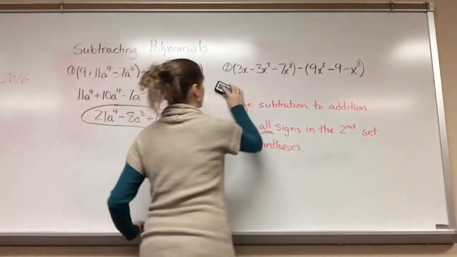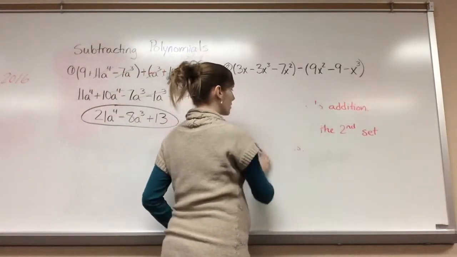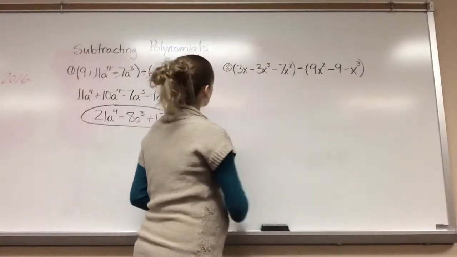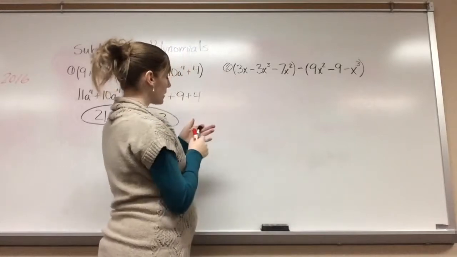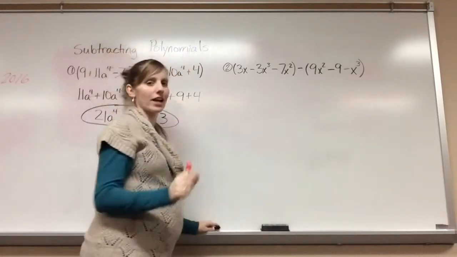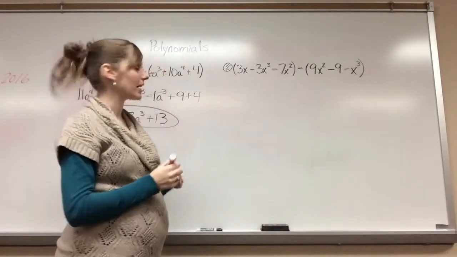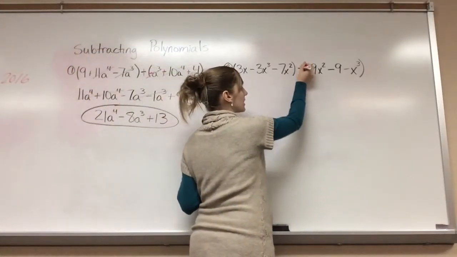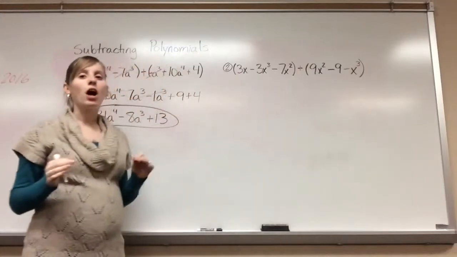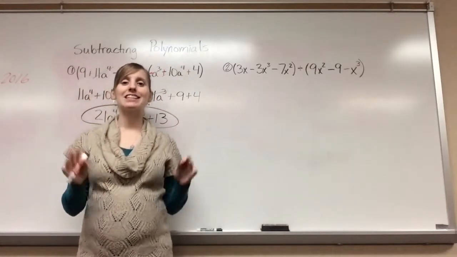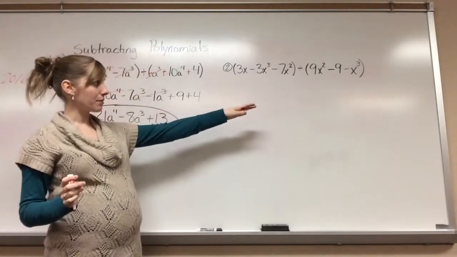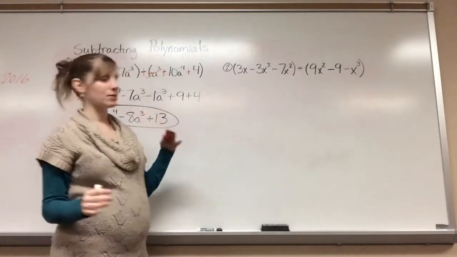Now let's go ahead and take a look at number 2. Hopefully you've got those rules already written down. So looking at number 2, what we need to do is change subtraction to addition, okay? So make this problem easier to work out. So instead of minus, we'll make this plus. But you also have to change all the signs in the second set of parentheses. So there's my second set of parentheses. All the signs must be changed.